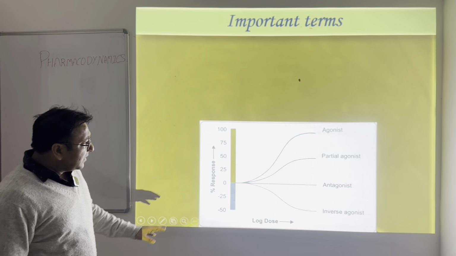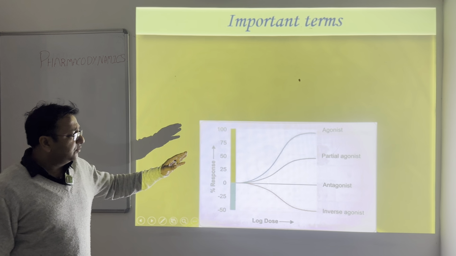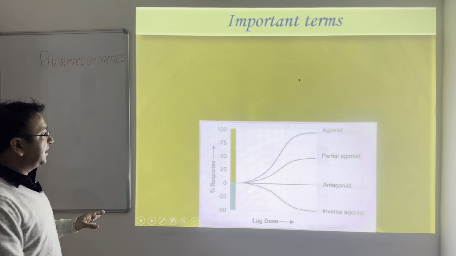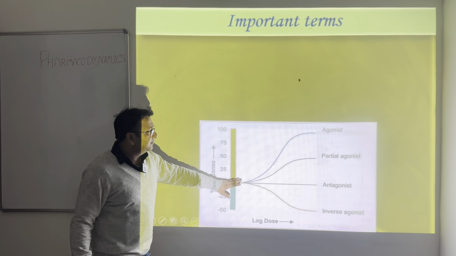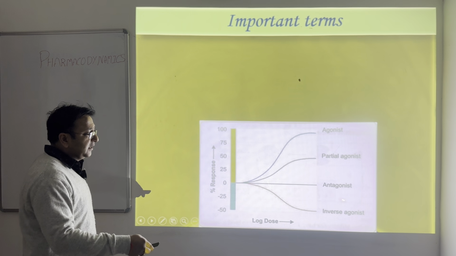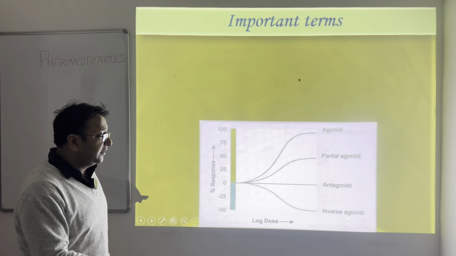So go through this diagram. This diagram is showing an agonist, a partial agonist, an antagonist, and an inverse agonist. If there is a maximal response produced by a drug, then it is an agonist. If there is some response, then partial agonist. If no response, then antagonist. And if the response is opposite, then inverse agonist.